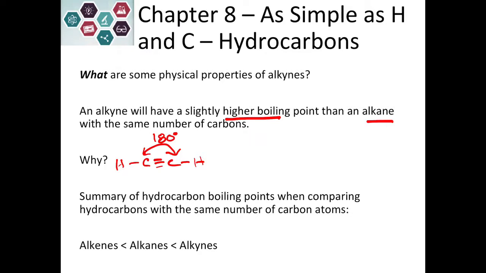So here's our overall ranking, and this is true for boiling point and melting point. Alkenes are going to be the lowest, alkanes are in the middle, and alkynes are going to be the highest. Also remember, for alkenes, your cis double bonds are going to be lower than your trans double bonds.